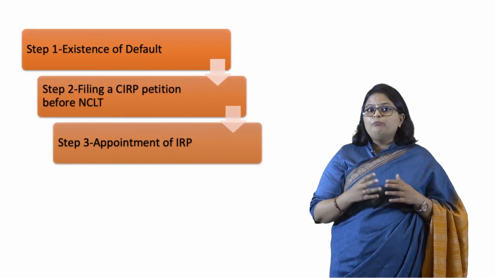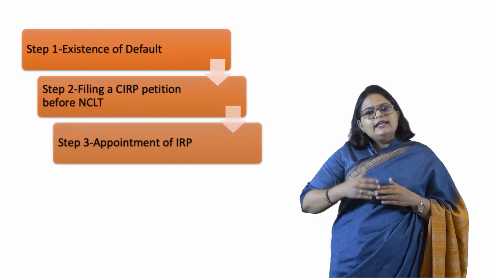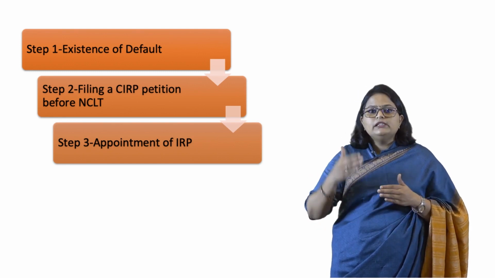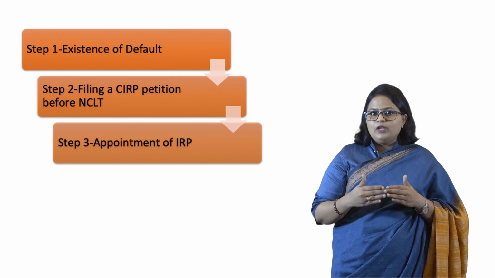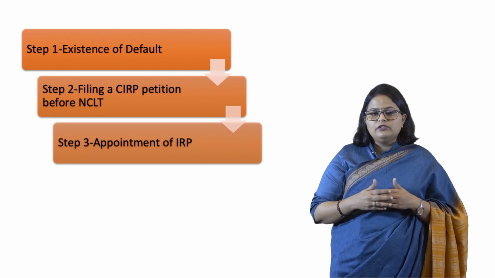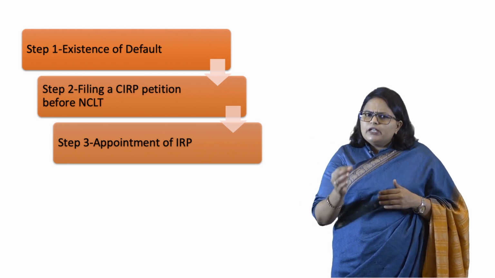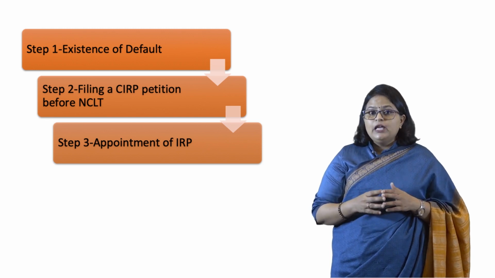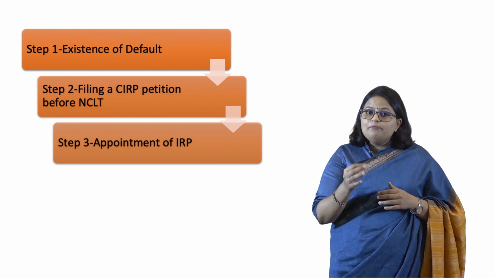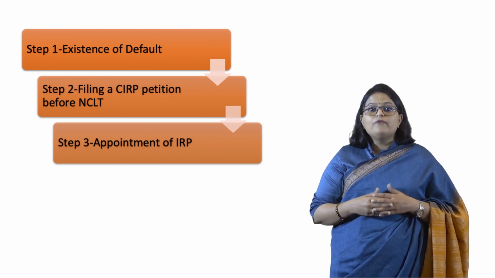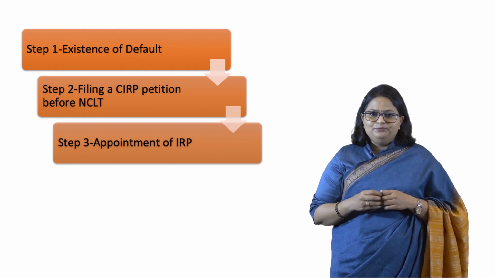Step 3 is the appointment of IRP. The NCLT shall appoint an IRP within 14 days from the insolvency commencement date. The IRP shall be the one as proposed by the financial creditor. When the application for insolvency is made by operational creditor, then the NCLT shall make a reference to the board for the recommendation of an insolvency professional who may act as IRP.